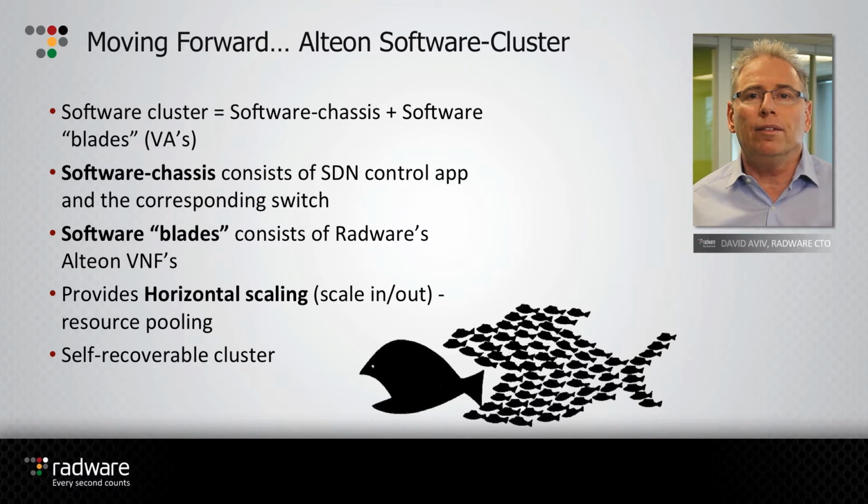What is a software cluster? Similarly to a hardware cluster, it consists of a software chassis and a software blade. The software blade, as we have seen, is our virtual appliance. So the idea is to run a software chassis which consists of an SDN control application and a corresponding SDN switch. Together, when we have the software chassis bundled with the software blades, we get a new software cluster.